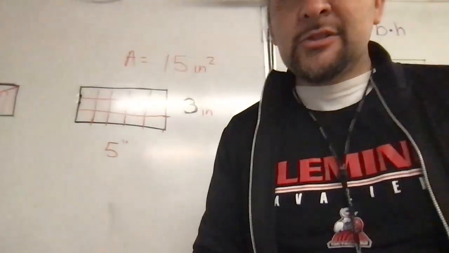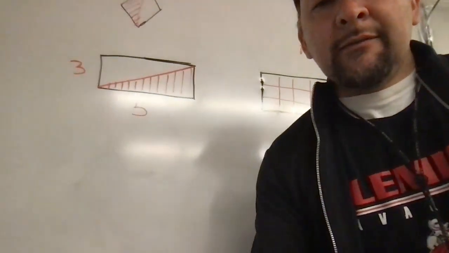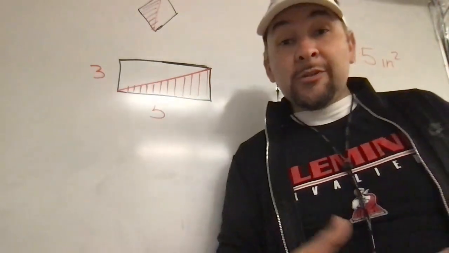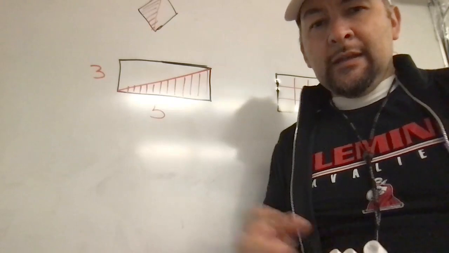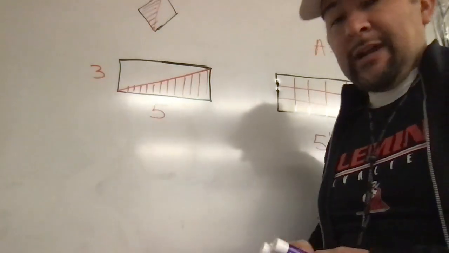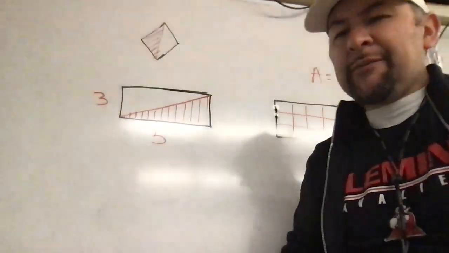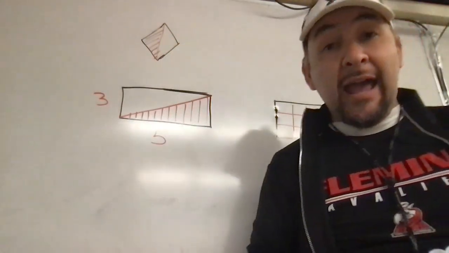For triangles, just again, a quick review. Some of you already know this, good job. A triangle is always, always, always, always how much of a rectangle? It's always half of a rectangle. It's half of a quadrilateral, half of a square, half of any quadrilateral, half of a diamond. A triangle is always half.